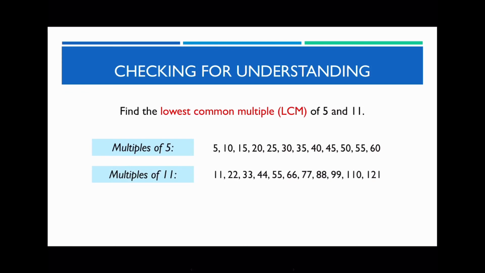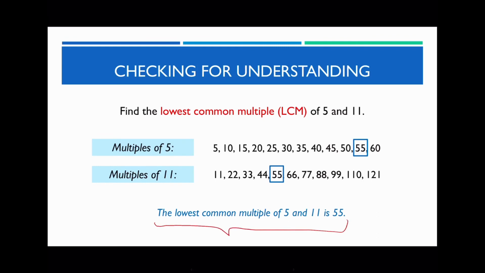After I've done this for both of these numbers, I'm going to be looking for the lowest common multiple, so the lowest number that's present in both of these 2 data sets. In this case, that'd be 55. 55 is the only number that's common in both of them, and therefore this will also be the lowest common multiple. When you're writing your answer, it's very essential that you include this word statement. The lowest common multiple of 5 and 11 is equal to 55.